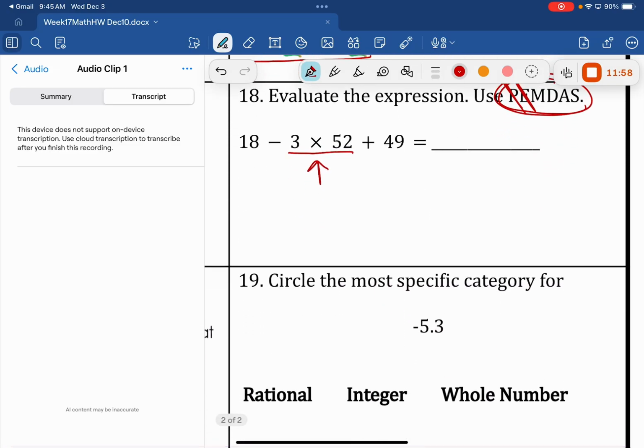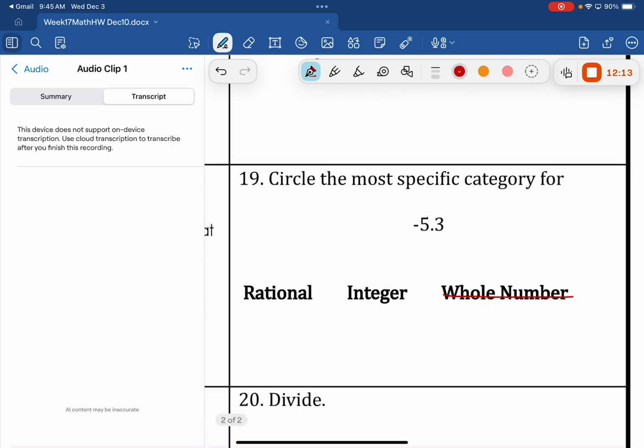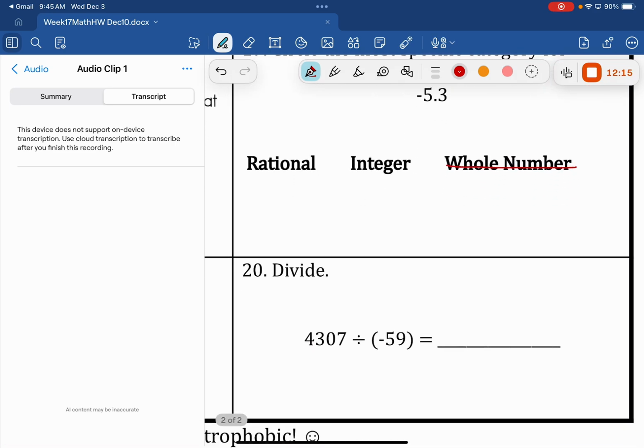And then circle the most specific category. So where does this belong? It is not, I'll tell you right now, it's not a whole number because whole numbers are just 0, 1, 2, 3, 4, 5, 6, 7, 8. And you need to figure out which category it belongs in besides that.